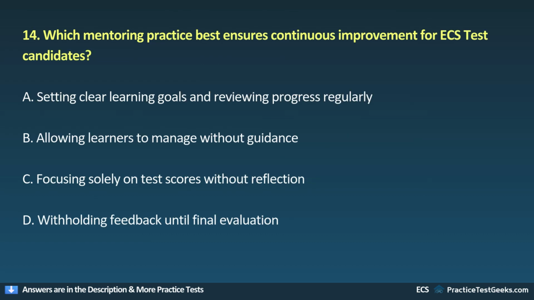14. Which mentoring practice best ensures continuous improvement for ECS test candidates? A. Setting clear learning goals and reviewing progress regularly. B. Allowing learners to manage without guidance. C. Focusing solely on test scores without reflection. D. Withholding feedback until final evaluation.